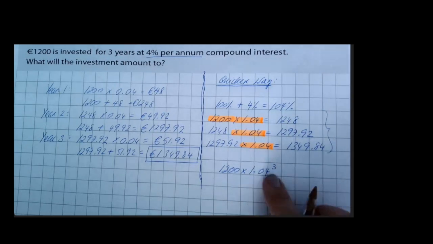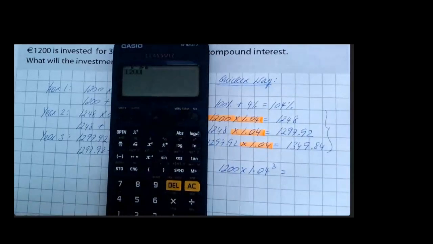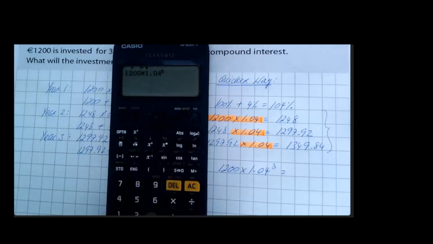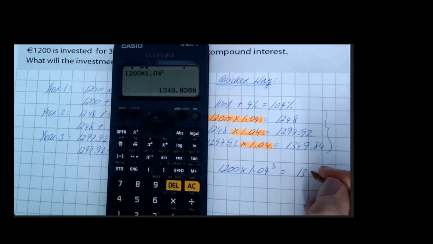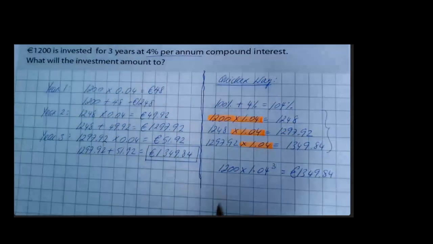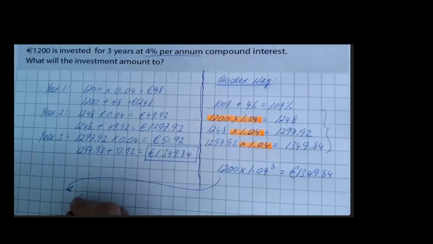Okay, so if I do this on the calculator, 1200 times 1.04, and I'm going to the power of, and I'm going to put in the 3, I am getting my answer 1349.84. Of course, we're rounding to 2 decimal places for money.